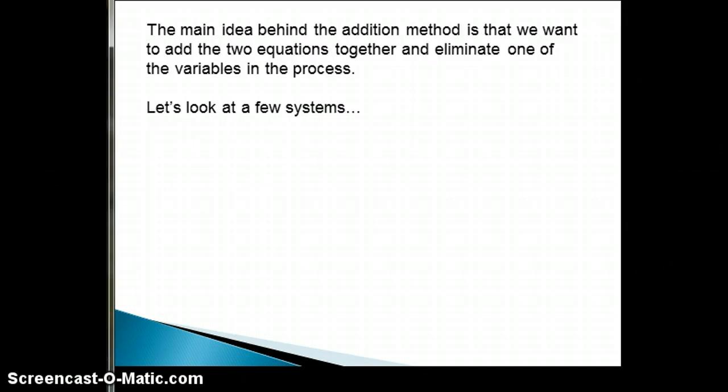The main idea behind the addition method is that we want to add the two equations together and eliminate one of the variables in the process. Let's look at a few systems.